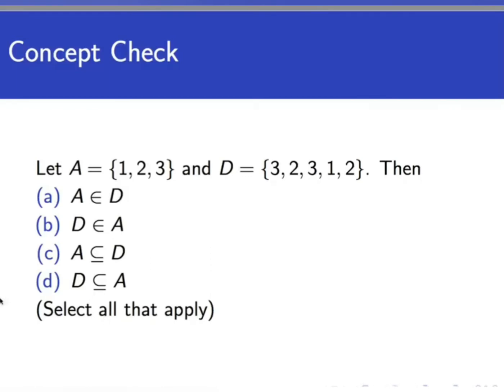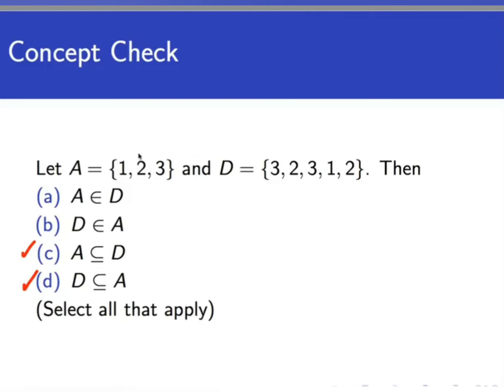And we are back, and the answers here, there's more than one, are C and D. It's the case that A is a subset of D and that D is a subset of A too, but we don't say elements. So let's think about why these two are true, and then we'll think about why these two are false. A is a subset of D.